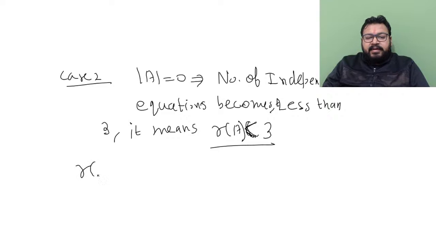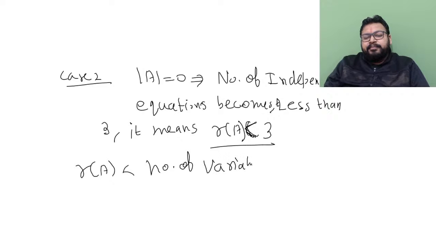Okay, and when the rank of A is less than the number of variables, then these types of systems are known as underdetermined systems, and an underdetermined system possesses infinitely many solutions.